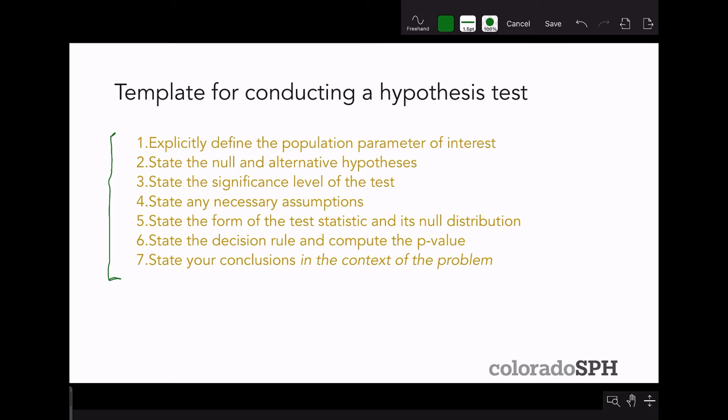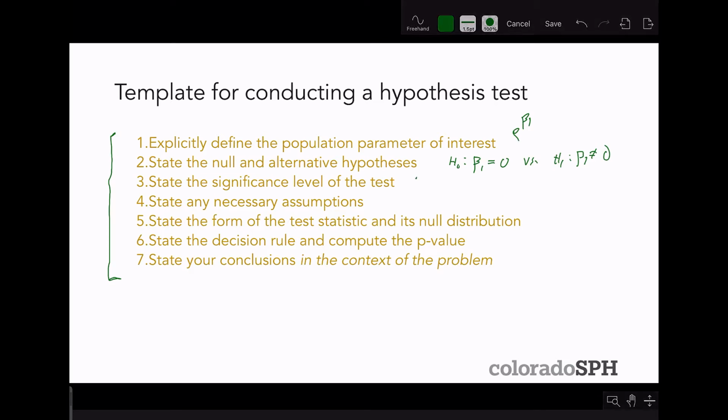The first step is to explicitly define the population parameter of interest. If you're looking at the odds ratio, then that's going to be the exponentiated beta coefficient. I want you to state the null and alternative hypotheses. A common one might be the null hypothesis that beta 1 is 0 versus the alternative hypothesis that beta 1 is not equal to 0.